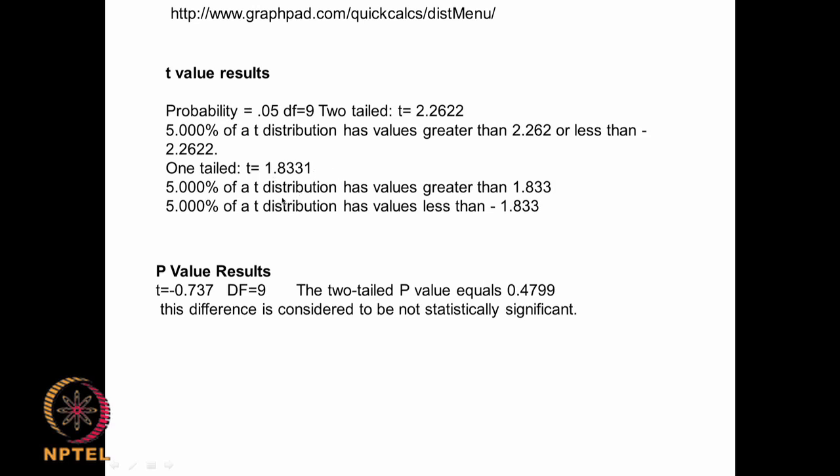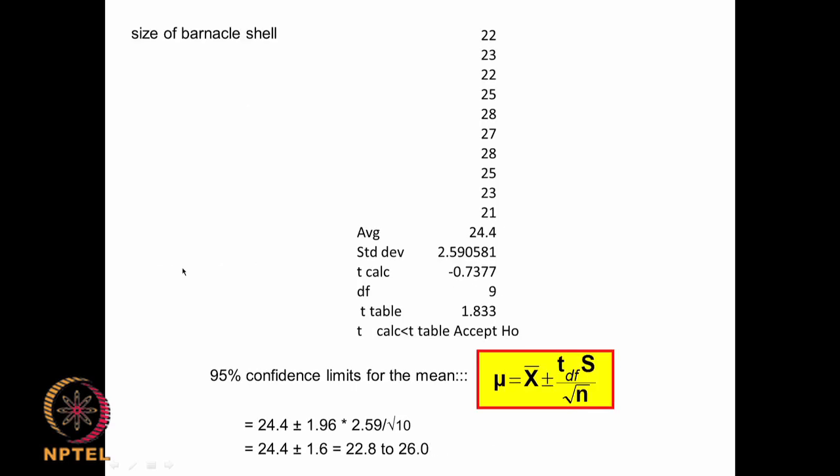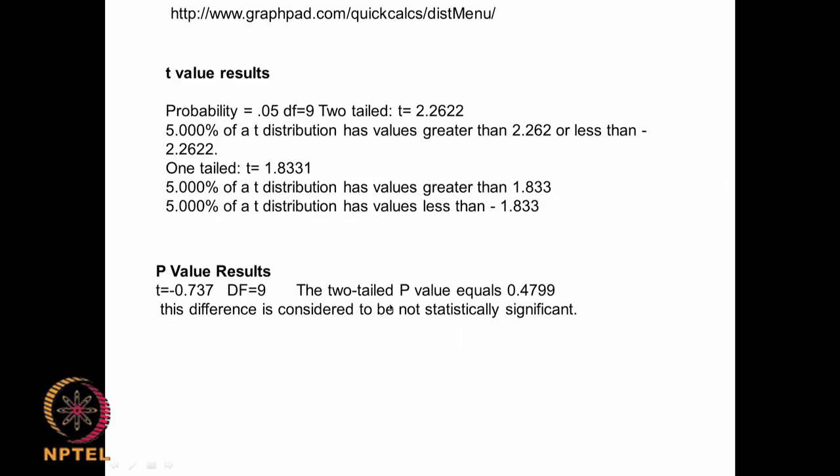But if I take the t value, minus 0.737, the same software can be used to calculate the p value, and the p comes out to be 0.479. So, obviously you can say it is not statistically significant at all. It should have been 0.05 or less, then only we can call it a statistically significant difference.